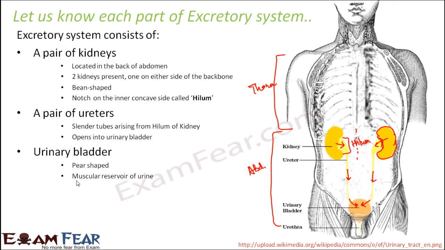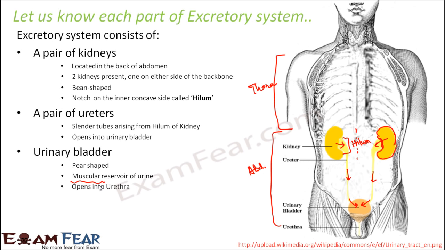Now, another important part here is that the urinary bladder is muscular in nature. The walls of the urinary bladder are made up of muscles, and the contraction and expansion of the muscles can actually contract and expand the urinary bladder as a whole. Now, what is the significance of this contraction and expansion? That we will get to know when we talk about the process of urination. That is how urine is thrown out of the urinary bladder to the exterior.